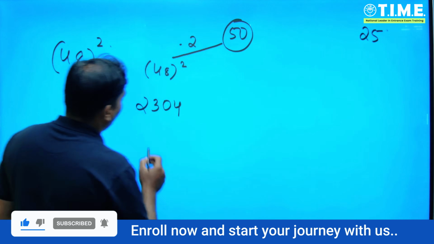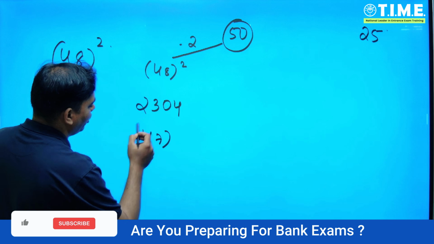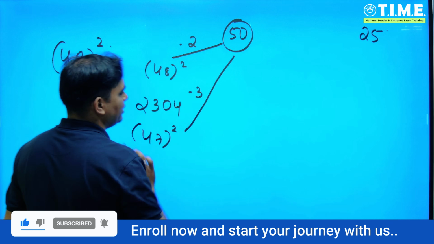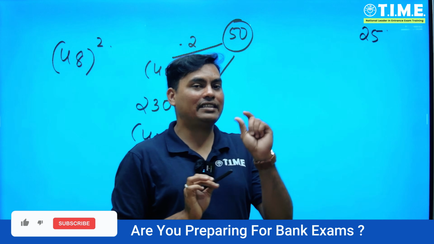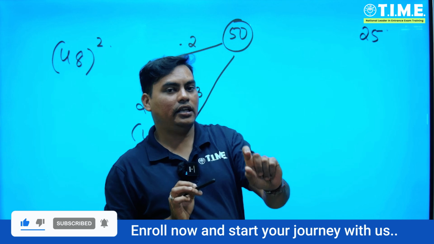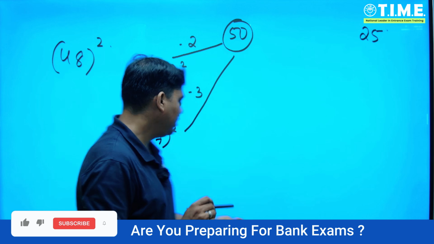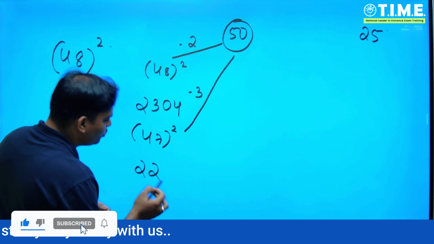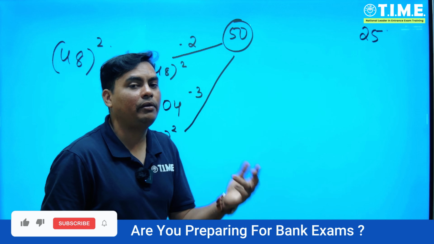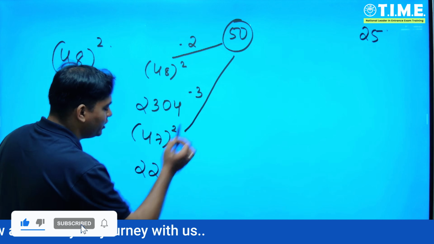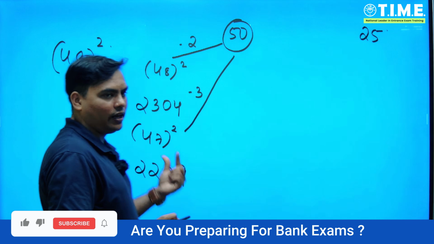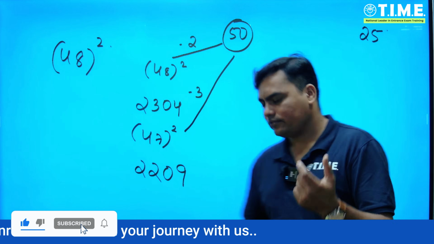Now if I ask you, what is 47 square? 47 is how much less than 50? 3 less than 50. What should I do? I will subtract this 3 from 25. 25 minus 3 is 22. We'll write 22. Now the next one: this 3 square. What is 3 square? 9. To make it a 2-digit number, I will add a 0. So 3 square is 09. So 47 square will be 2209. Got it, everyone? Now we'll move to the next one.